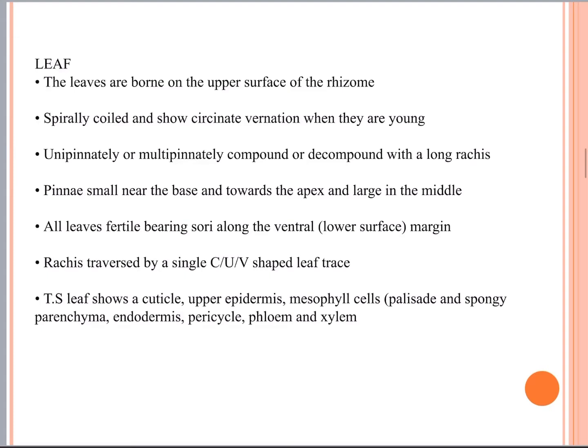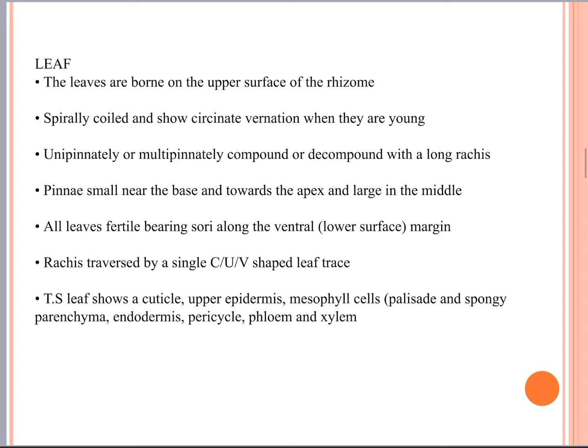The leaf. The leaves are borne on the upper surface of the rhizome. They are spirally coiled and show circinate venation when they are young. They are unipinnately or multipinnately compound or decompound with a long rachis. I already showed you what a pinnately compound leaf is. Pinnae are small near the base and towards the apex and large in the middle. All leaves are fertile, bearing sori along the ventral lower surface of the margin. The rachis is traversed by a single C- or U-shaped leaf trace. Leaf trace is the vascular supply that goes from the rhizome or the stem to the leaf.